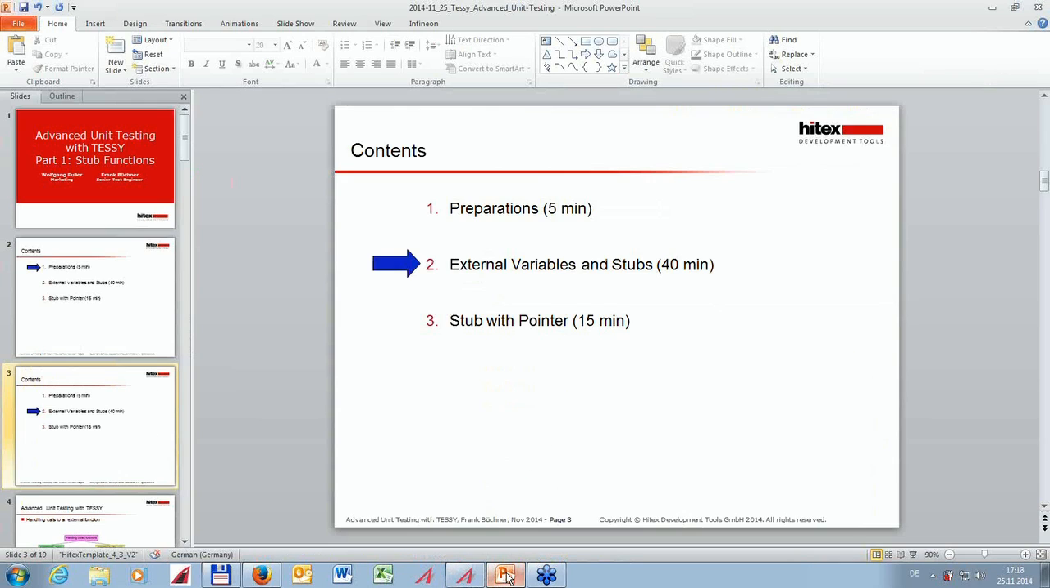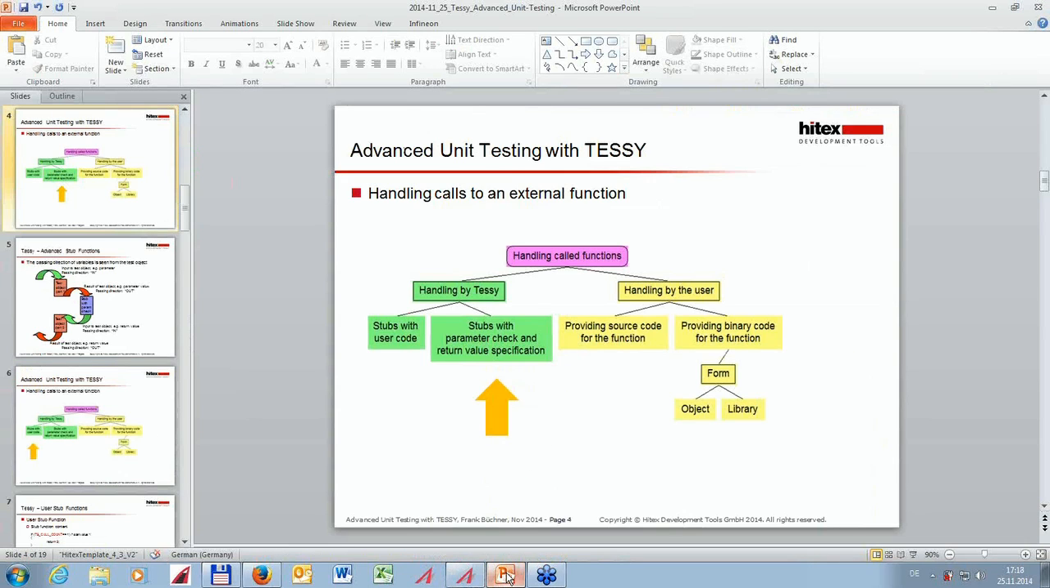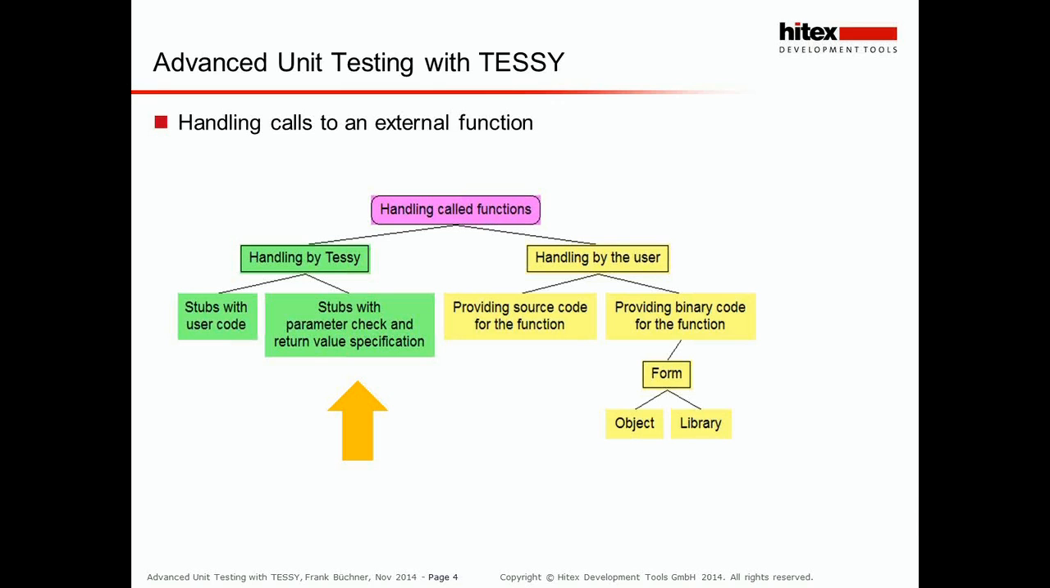To show this a little bit, I have here this picture. This is a possibility. I can let TESSY handle this problem by providing a stub function. There are two kinds of stub functions available. One kind of stub function provides a possibility to check the value of the parameters that is passed to the stub function, and provides the possibility to specify a return value from the stub function back into the test object. This is one kind of stub function, and I will start to show this first.